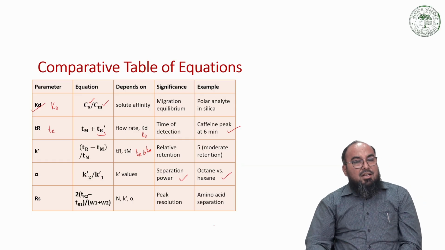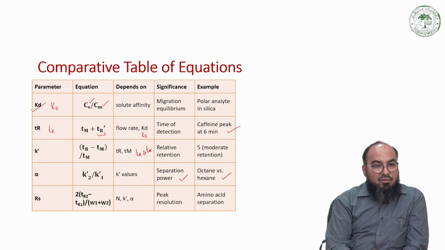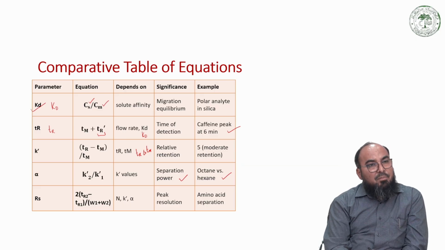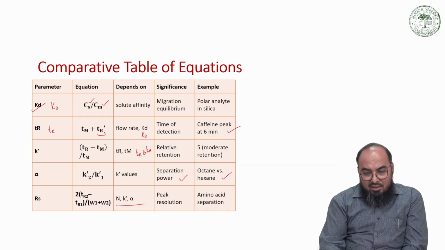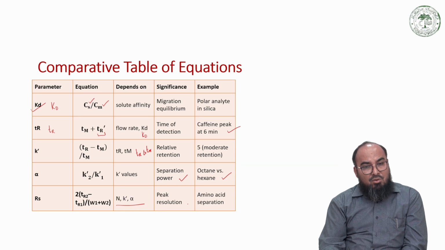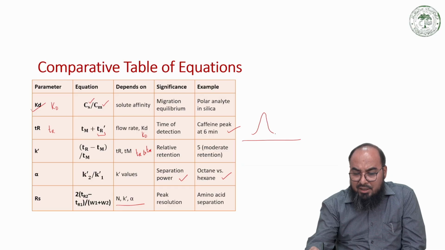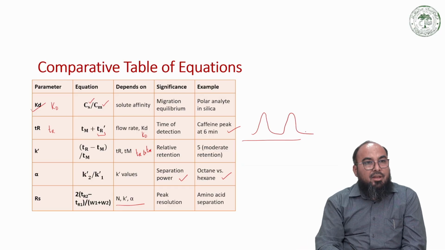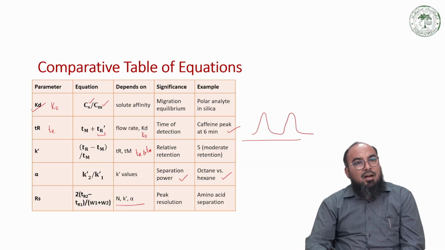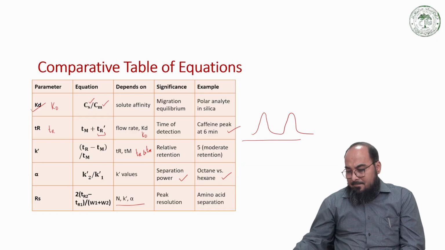And the last one is the resolution, which was given in terms of an equation, that is TR2 minus TR1 upon the width of the peaks, that is W1 and W2. So these are the factors on which it depends, and it gives you the significance of the peak resolution. We have very good resolved peaks. A common example is the amino acid separation on the basis of their positive and negative charges.